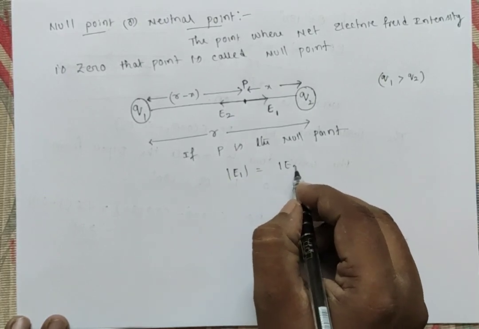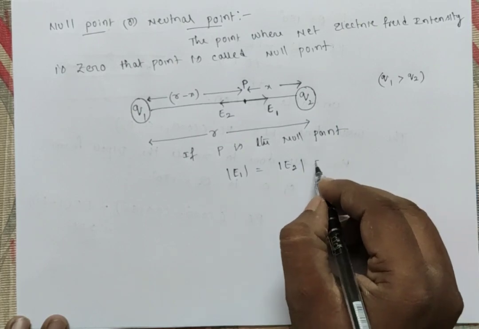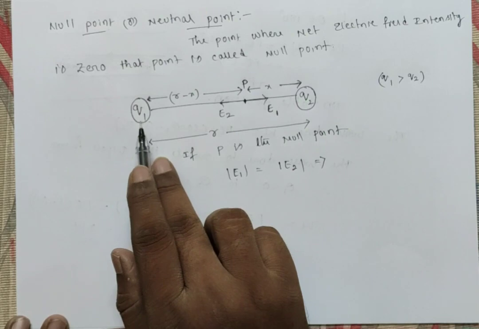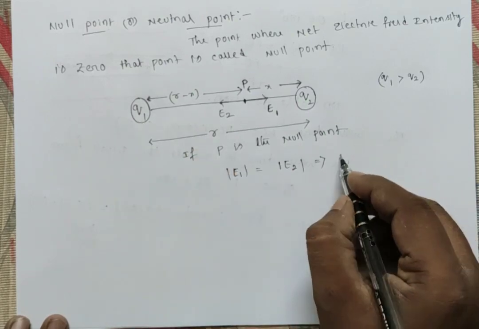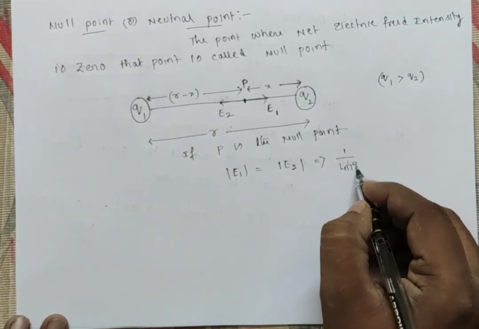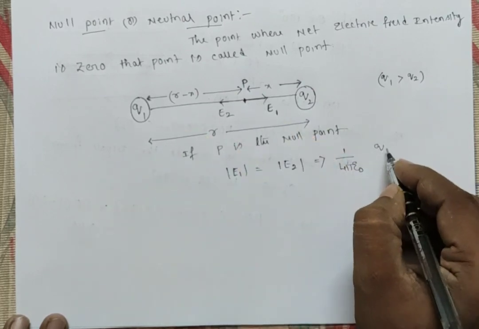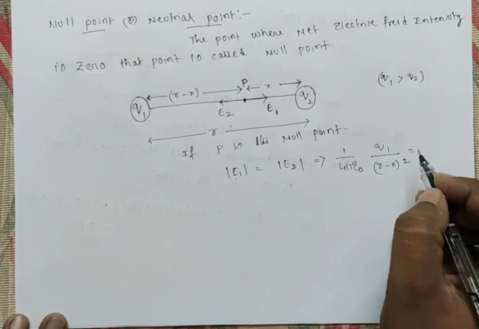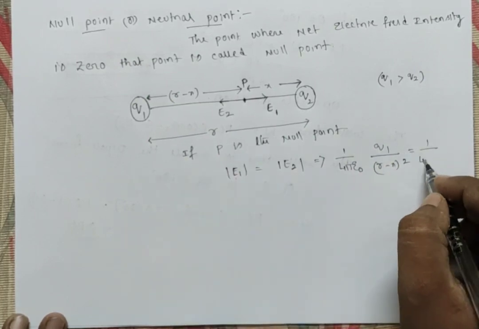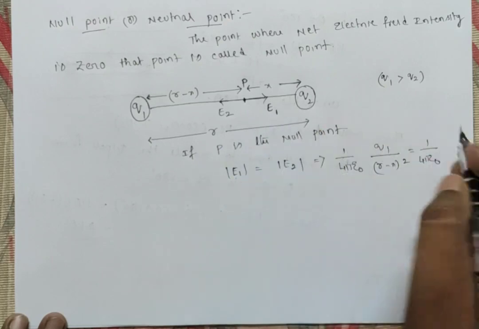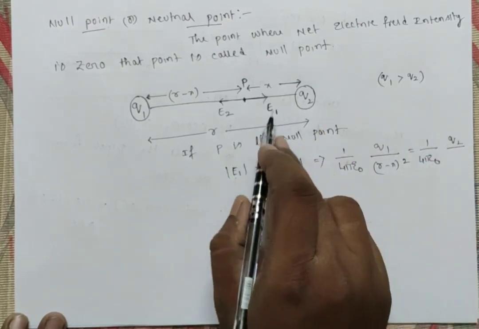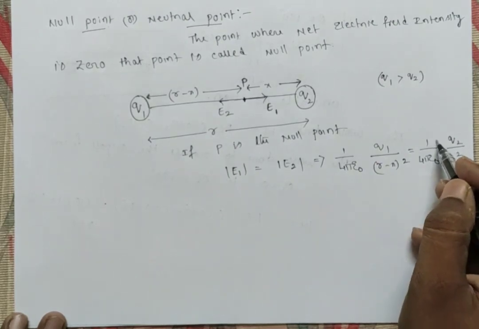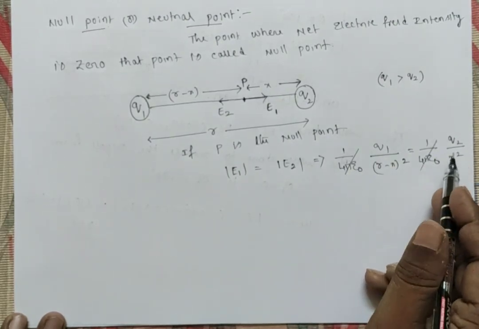Electric field intensity E1 and electric field intensity E2 are equal. E1 is the electric field intensity due to charge Q1, so we can write 1 upon 4 pi epsilon naught times Q1 by (r minus x) whole square is equal to 1 upon 4 pi epsilon naught times Q2 by x square. So these two common terms cancel.